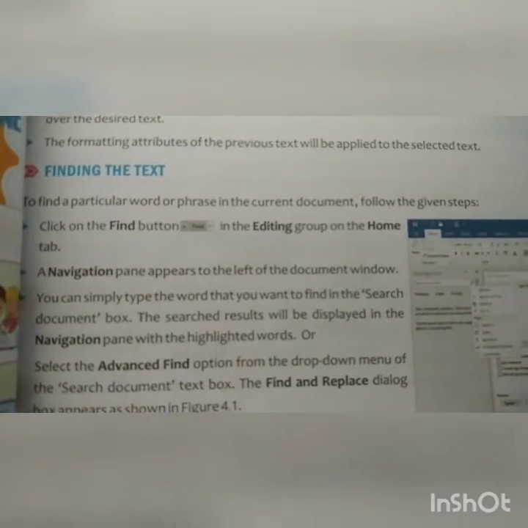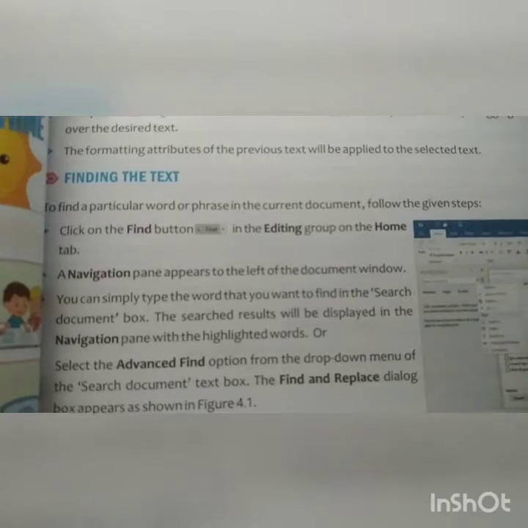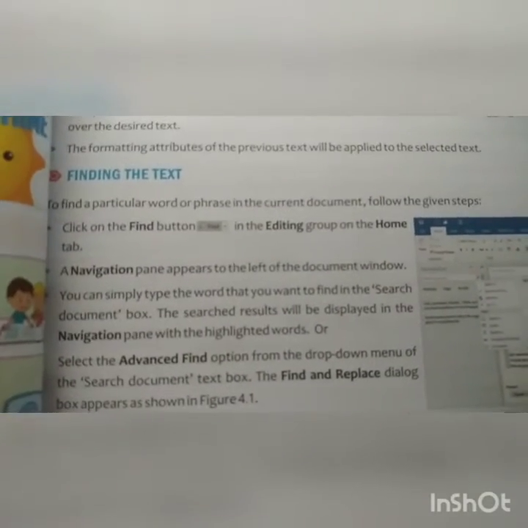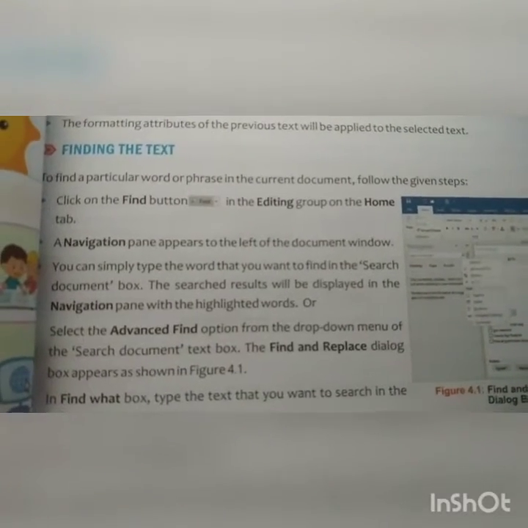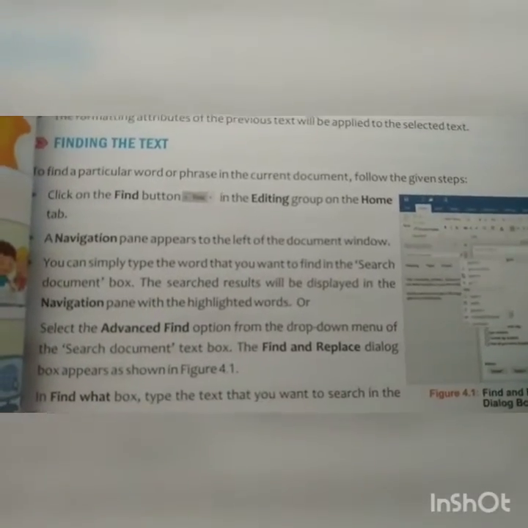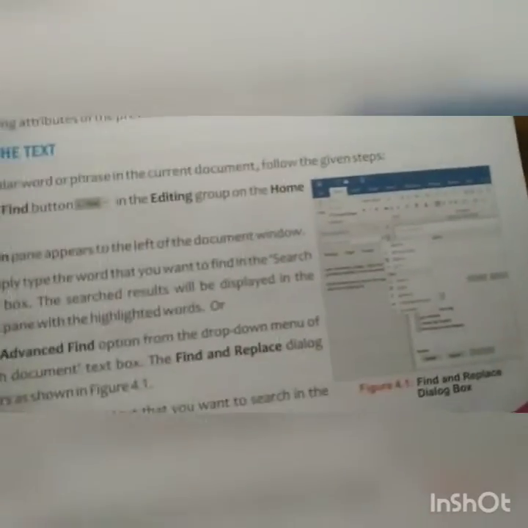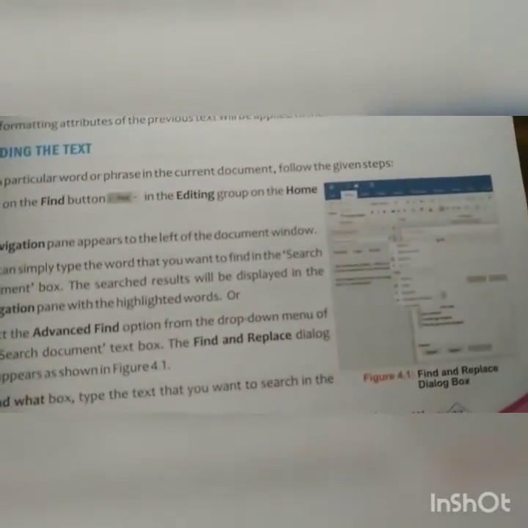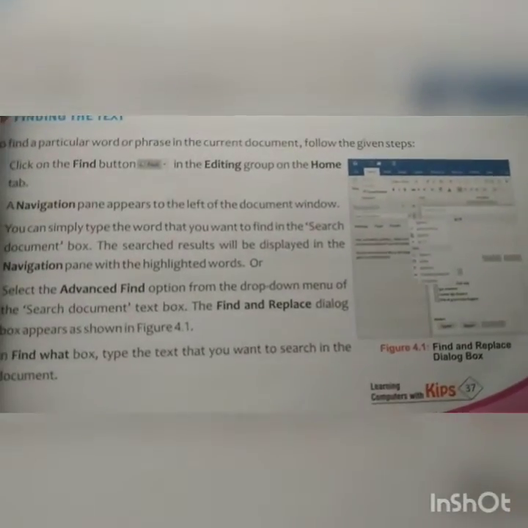So the Find feature is used to find a particular word from the document. You will get the Find option in the Home tab, on the rightmost side, and the shortcut key is Ctrl+F. When you select Find, it gives you the option Find what. We write the particular word in that box, and clicking on Find All will highlight all the selected words in the document.